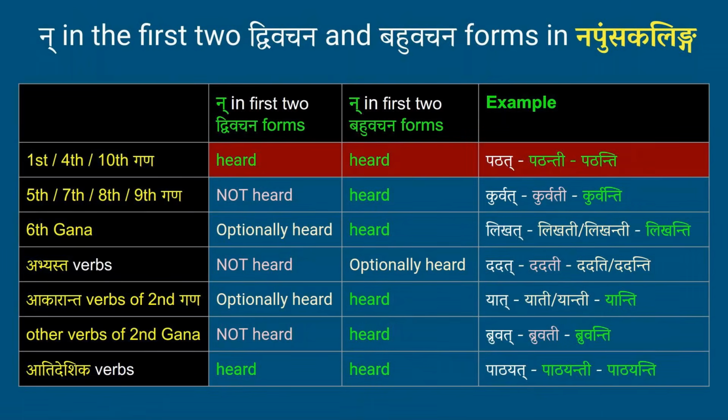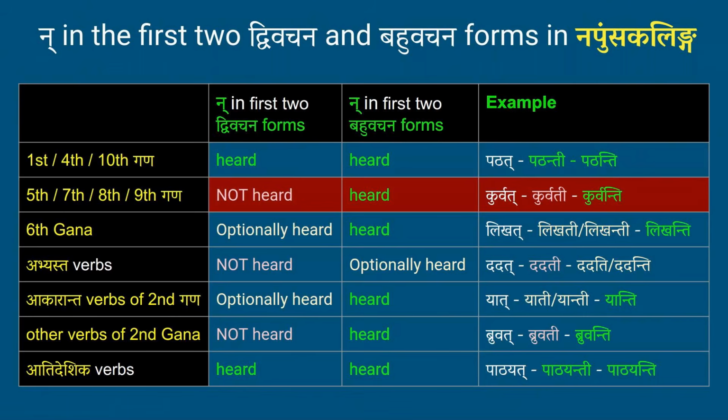For the dhatus of first, fourth, and tenth gana, the na is heard in the dvivachana as well as the bahuvachana forms. For instance, pathanti and pathanti. For the verbs of fifth, seventh, eighth, and ninth gana, the na is not heard in the dvivachana, but it is heard in the bahuvachana. For example, kurvati and kurvanti.